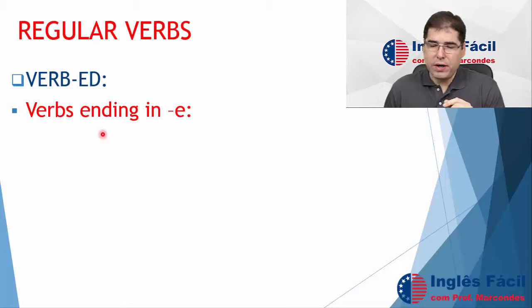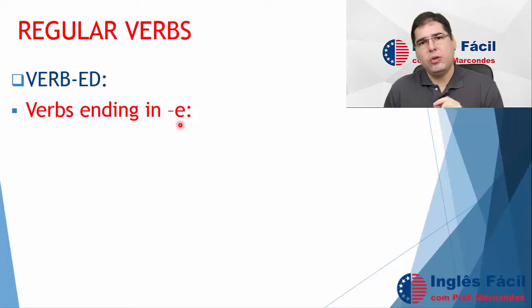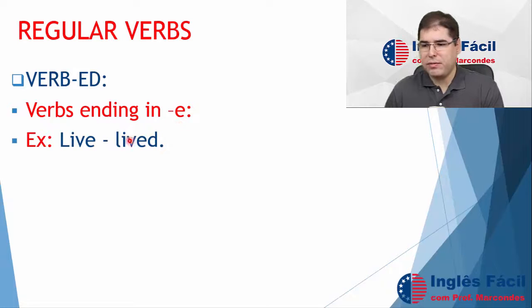When the verb ends in e, we are only going to add d in the end. For example, we have the verb to live. What is the past of the verb to live? It's lived. So the verb already ends in e, and we are only going to add d in the end.